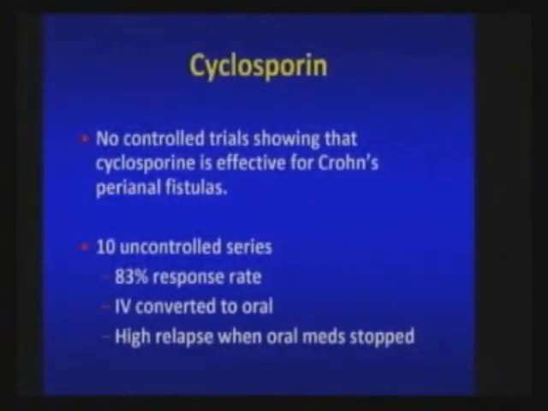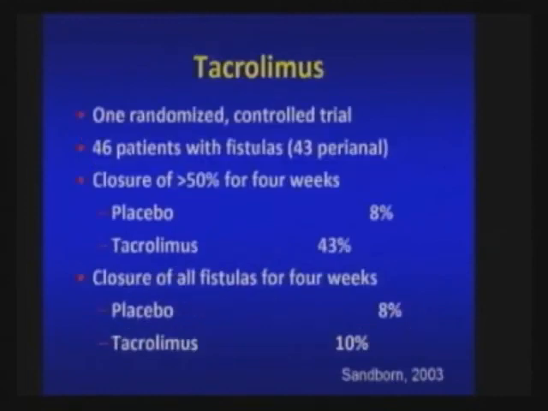Another option that has been looked at is cyclosporin. There are no controlled trials that show that cyclosporin is effective for perianal disease. There are 10 uncontrolled studies with a significant response rate. This is typically IV cyclosporin that was converted to oral. However, there's a very high relapse rate when the oral medications are stopped.